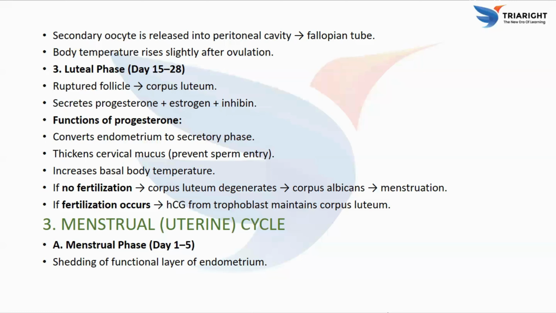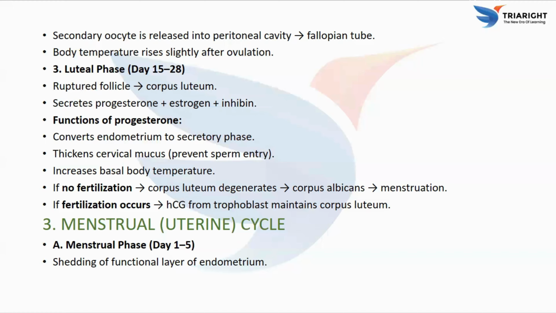So this menstrual or uterine cycle, the menstrual phase, which prolongs on day 1 to 5. So this is when the cycle restarts. So what happens in the menstrual phase? The functional layer of the endometrium, which is built in the previous cycle, is shed away and it comes out as menstrual bleeding. So this shedding occurs because the progesterone has dropped. So the corpus luteum degenerated.